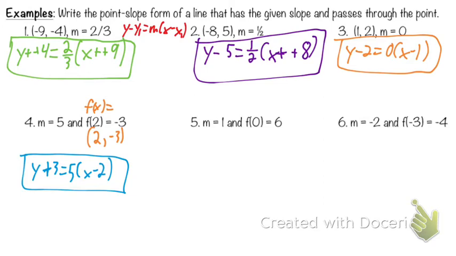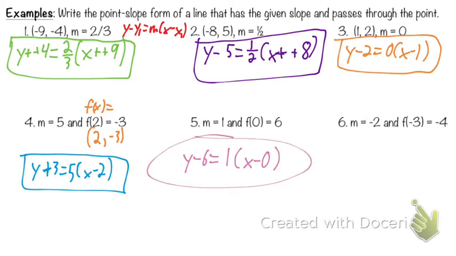So on number 5, can somebody help me with this? Jocelyn, thank you. Y minus 6 equals 1. Nailed it. Y minus 6 is equal to 1 times the quantity of x minus 0. Very, very good. The 0 is the x, 6 is the y. Jocelyn did a great job with that. Thank you, Jocelyn.